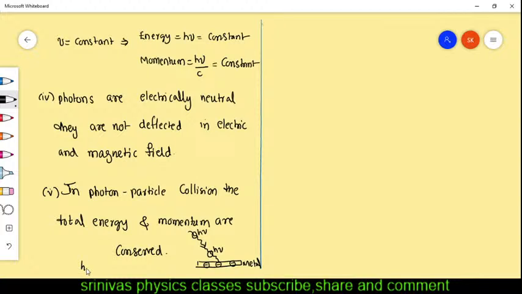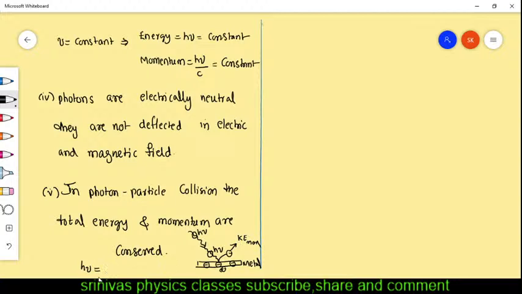Then h nu is the photon energy. Photon and electron collide with each other. Electrons are there in the metal plate, and photons and electrons collide. In this, the law of conservation of energy and the law of conservation of momentum are obeyed. Energy and momentum are conserved, meaning constant. The incident energy h nu can be used in two ways: partly used to come out from the metal surface, that is the work function, and the remaining is used as the maximum kinetic energy.